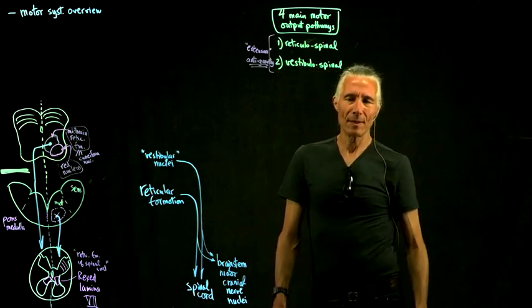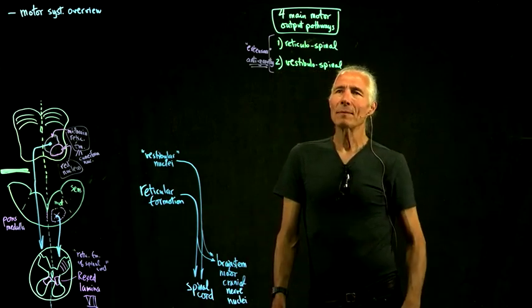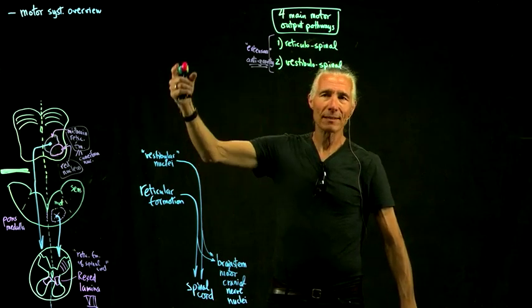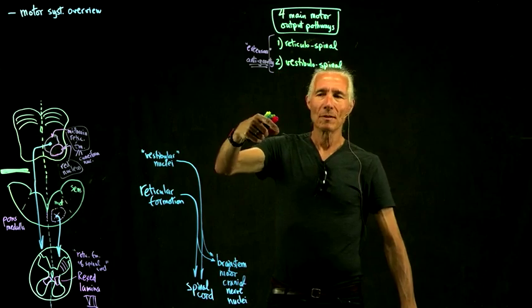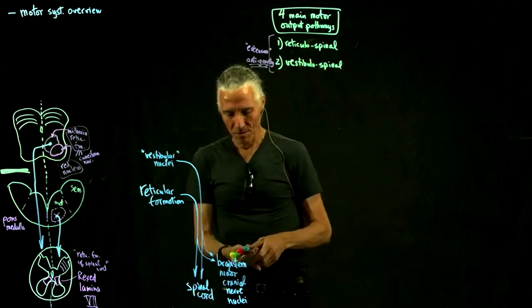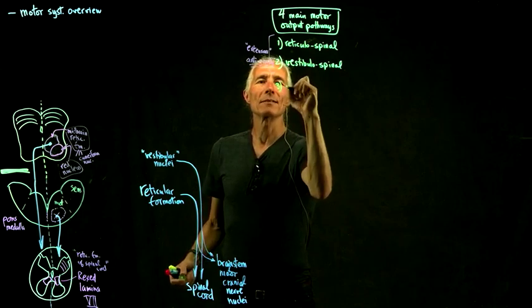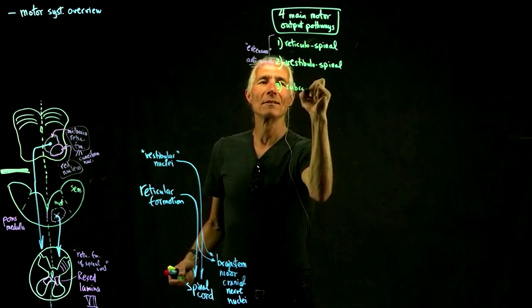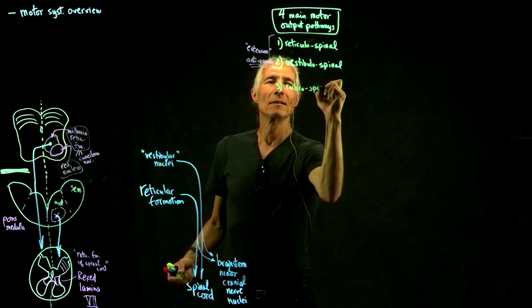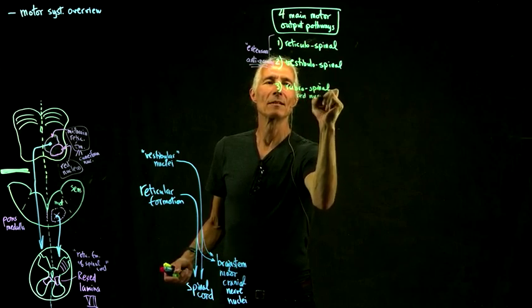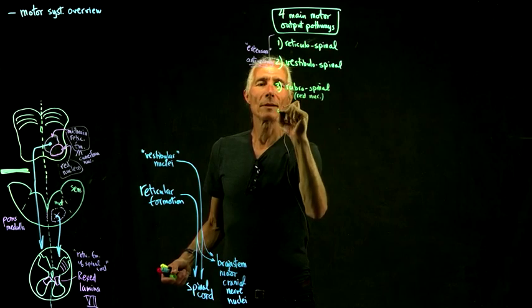And you can actually see a residue of this in human brain damage. We haven't talked about the cortex yet, but the cortex and the red nucleus are another two. Let's just write them in here. So we have the red nucleus, that's the rubrospinal coming from the red nucleus. And then we have corticospinal.